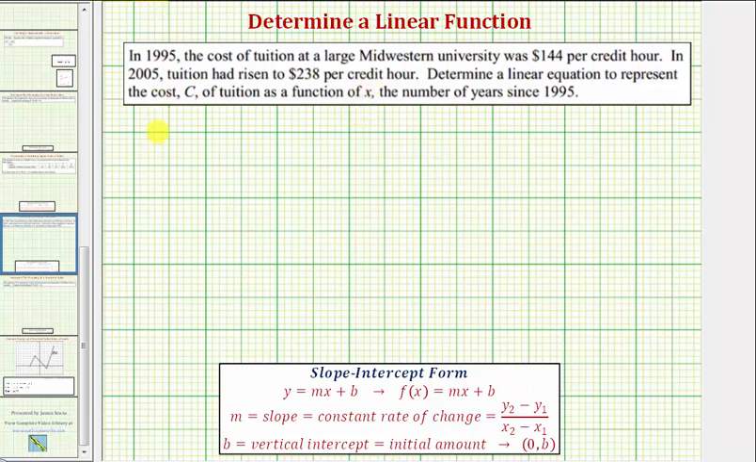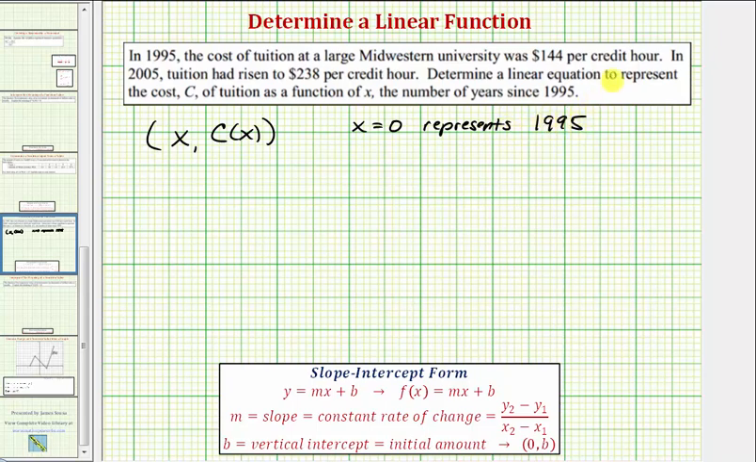Where for each ordered pair, the first value will be x, which represents the input, or in this case the number of years since 1995, and the second value will be the output, C of x, which would be the cost per credit hour. So it's important to recognize here that x is a number of years since 1995, so x equals 0 represents the year 1995.